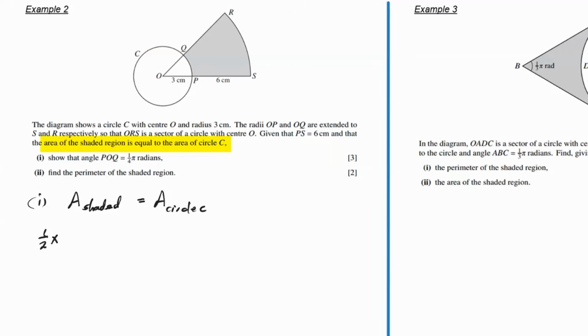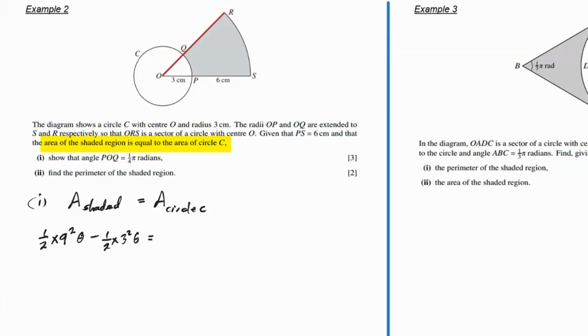The radius of ORS is this one here. It's 3 plus 6 basically, so that's 9, right? So we'll say it's half times 9 squared, so half r squared theta. The angle is theta here. So theta, minus the area of the smaller sector, which is half times the radius, which is 3 squared, of the angle theta. That's equal to the area of circle C.